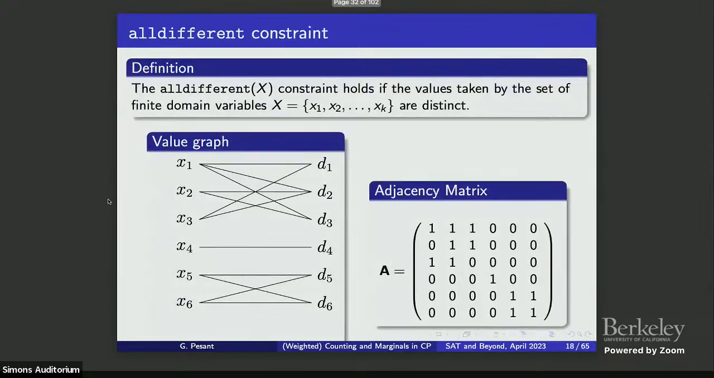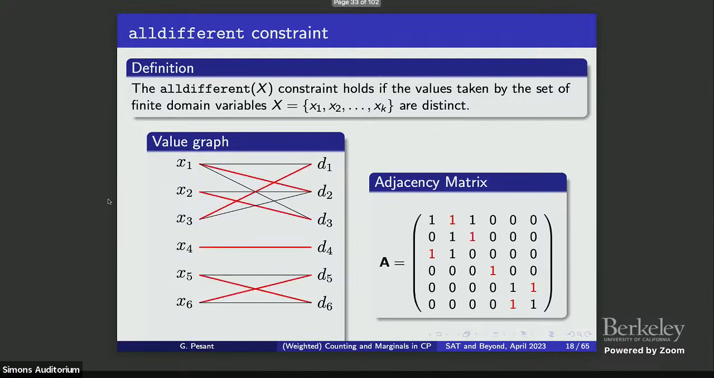But you don't necessarily have that. Remember the all different constraint? You've seen this a few times already. All the values taken by these variables must be different. You've got this value graph, variables on one side and values on the other, and you were told it's equivalent to looking for a complete matching. You can also view it on the adjacency matrix. So you're looking to pick a 1 in every row such that they're in different columns, equivalently. So this matching here in red would correspond to these ones being selected here. Okay, very useful constraint.